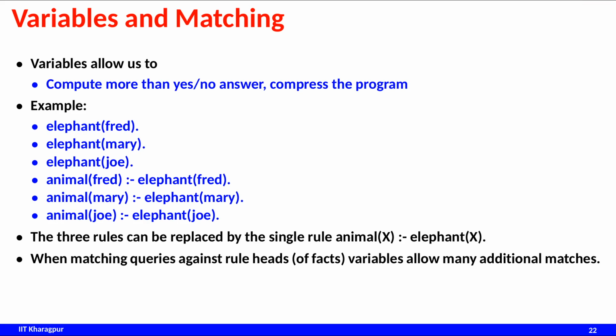So we have variables in Prolog, and we have to match all those variables. How can we actually match them? The purpose of having variables is to compute more than yes or no answers, because we can find out which values of the variables will satisfy my predicate, or we can compress the program as well. We are specifying our rules and the ground truth in this manner, but this part can be compressed by using a single rule, like animal X if elephant X. So when matching queries in rule heads or facts, variables allow many additional matches. That we will see.